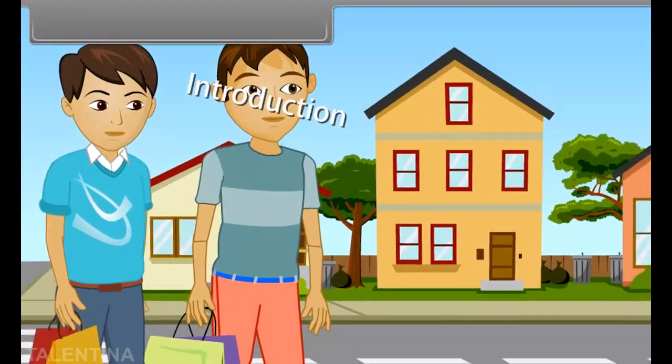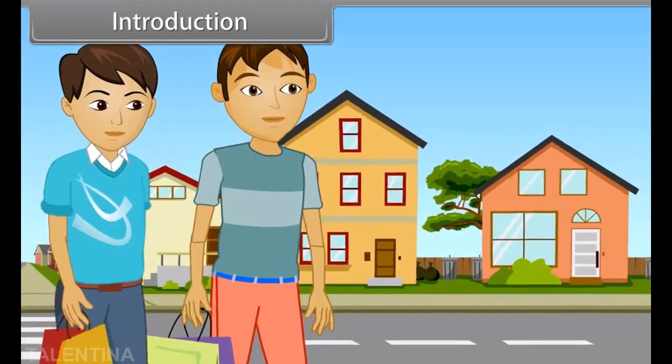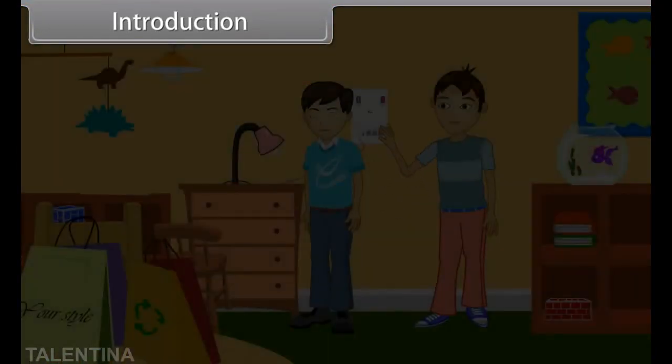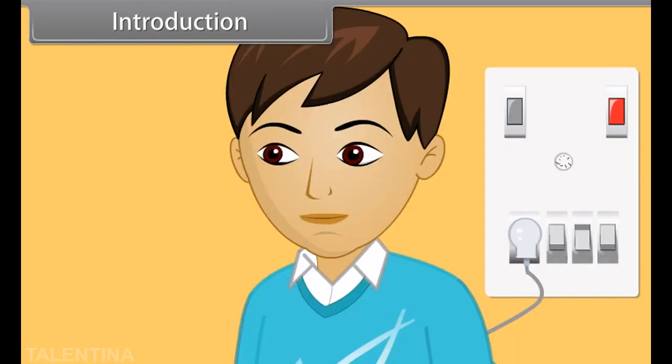Introduction. It's evening. Dev and Mohan returned home after shopping. Mohan switches on the fan and bulb. As he saw that two bulbs are on, he switches off one bulb. Dev was watching this carefully and thinking of something.